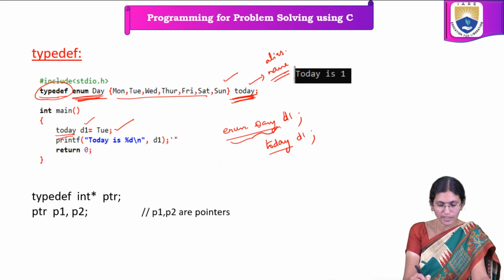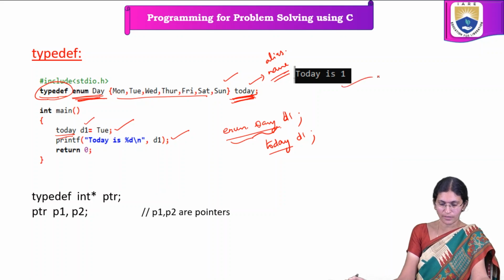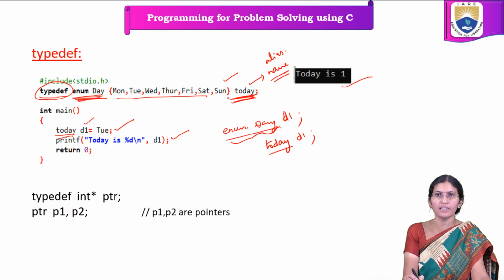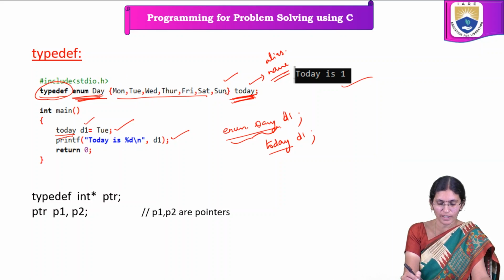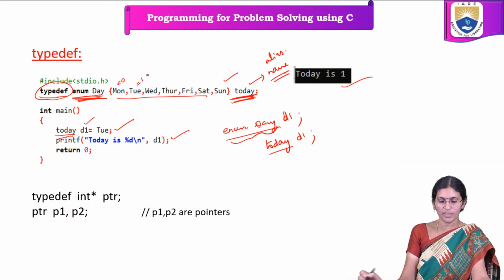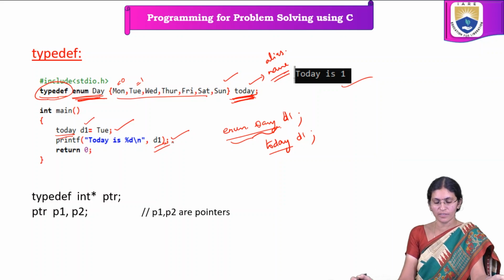If you execute this program, you will get the output as today is 1. Why? Because we have not initialized this enumerated data type, so the compiler will automatically assign integral constants to it. This is assigned a value of 0, and this is assigned a value of 1, Tuesday. So the output of this is 1.